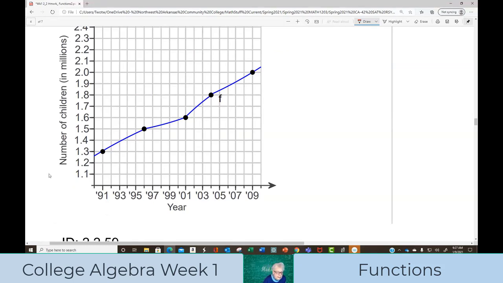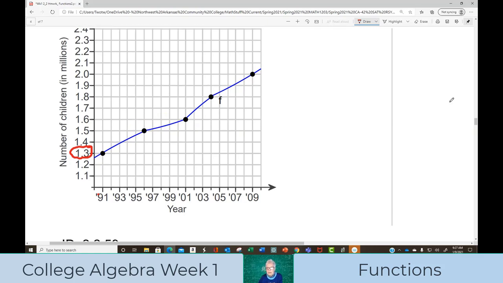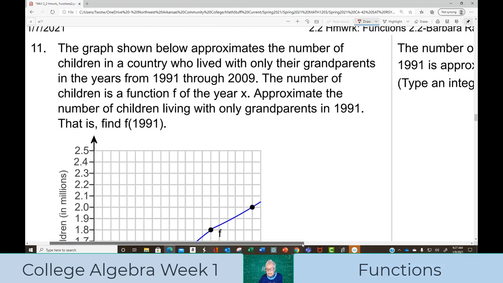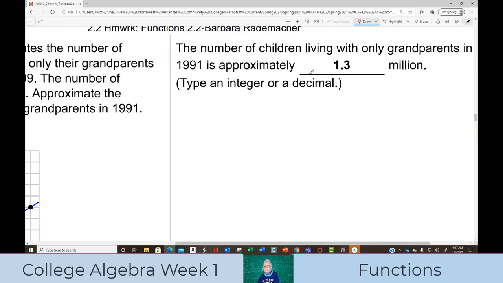What we're going to do is first find 1991 here on the x-axis, go up to the graph, and then go over to the y-axis, and we see 1.3. So the answer would be 1.3 million children in 1991 in this made-up country were living with only their grandparents, which is how they get the answer. You would answer 1.3, and then they have the word million.